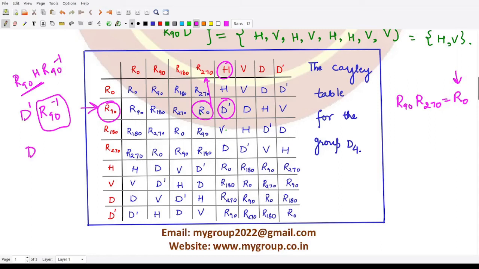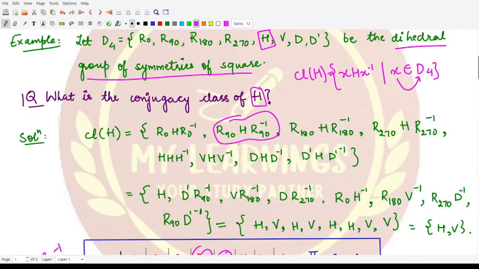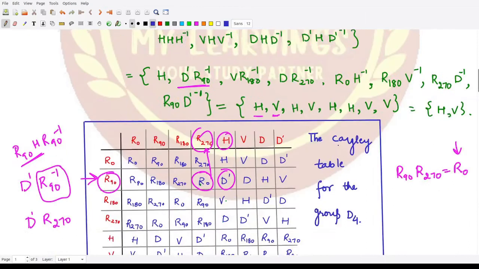So therefore we have D dash and here we have R270, and when you solve this D dash composition with R270, what do you get? You get V as your answer. So the second entry here reduces to D dash R90 inverse, and what is it? It is V, right? Moving forward on to the next entry, we wanted to evaluate this R180 H R180 inverse.